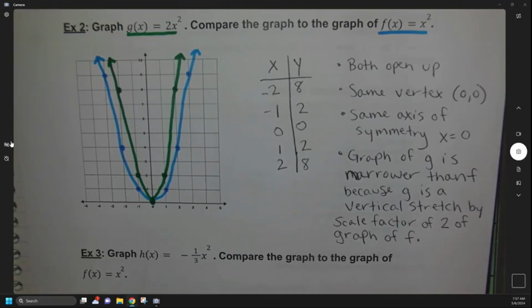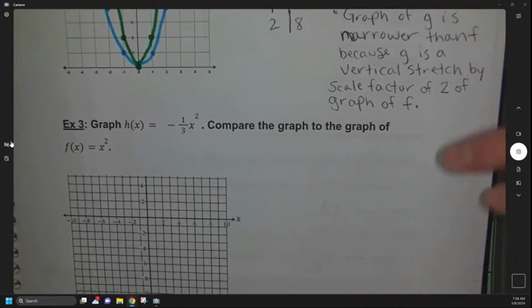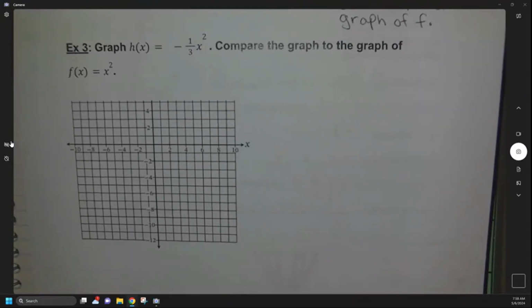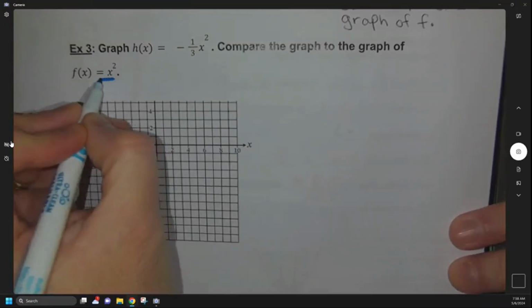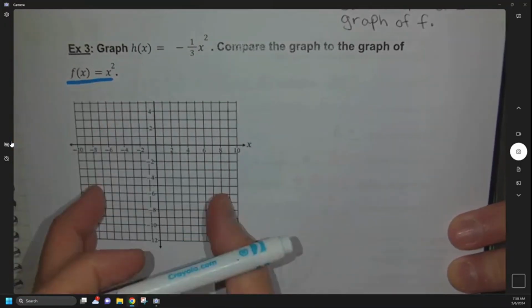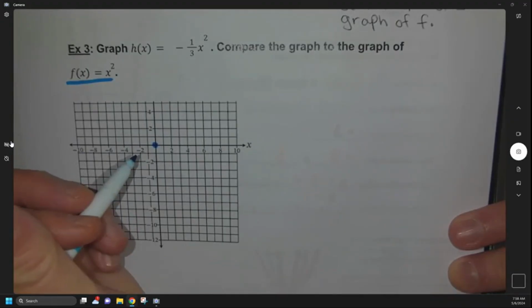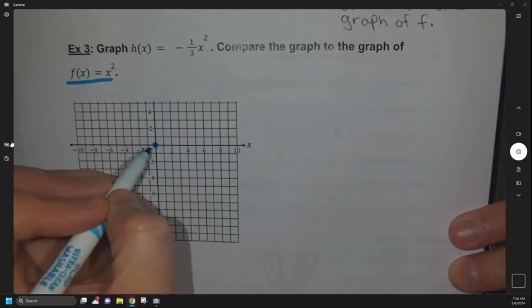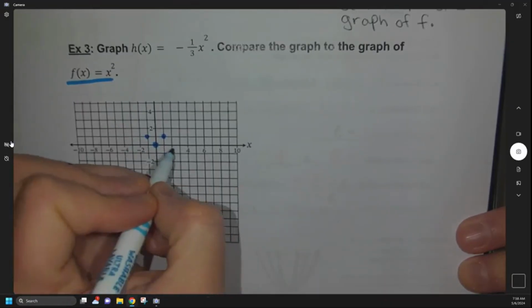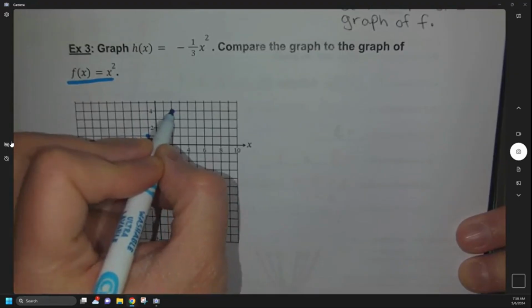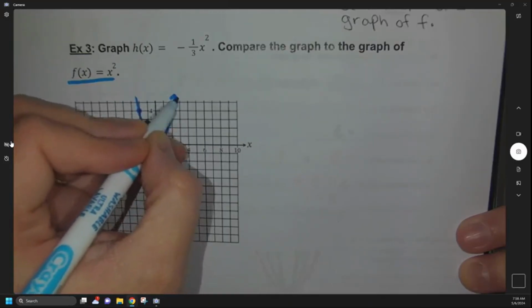All right, so let's take a look now at example 3. We're going to be comparing again with our parent function f of x equals x squared. So we're going to jot a couple of those points on here. Notice we have a little bit different section of our graph, but that blue is still going to start at 0, 0. We have our points 1, 1, negative 1, 1, and then 2, 4, and negative 2, 4. So there's our parent function that we're going to use as we start to compare with these.